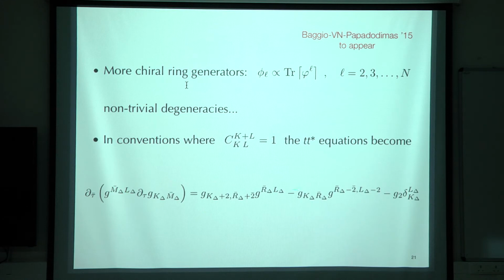Just like in the SU(2) case, I have 2-point functions for chiral primaries in 3 different scaling dimensions. The way I go from one scaling dimension to the other is by multiplying by trace phi squared. So trace phi squared here plays a prominent role.